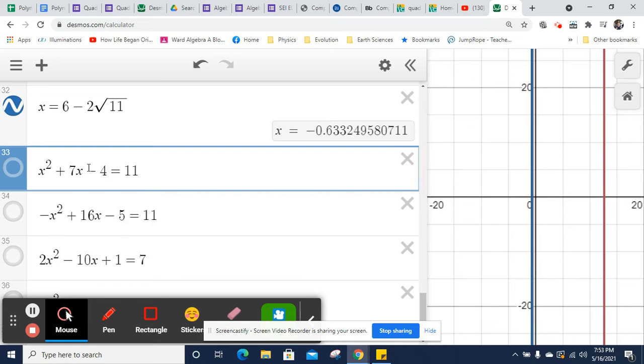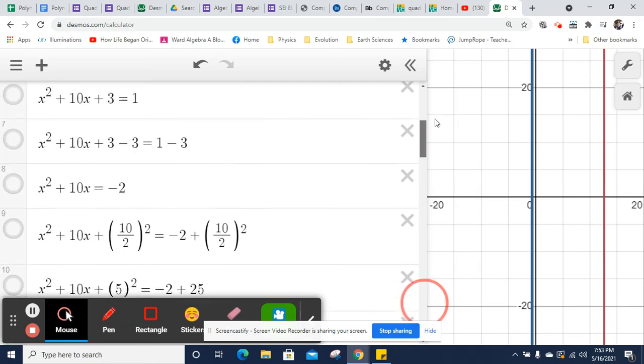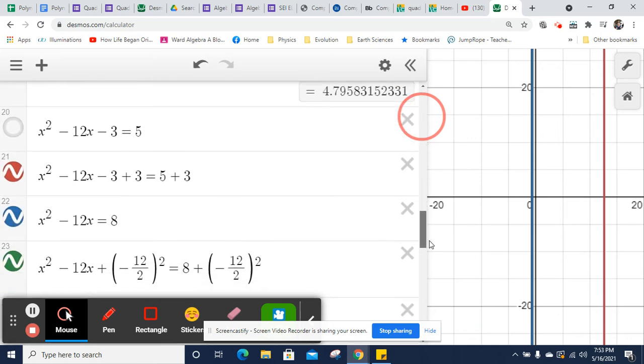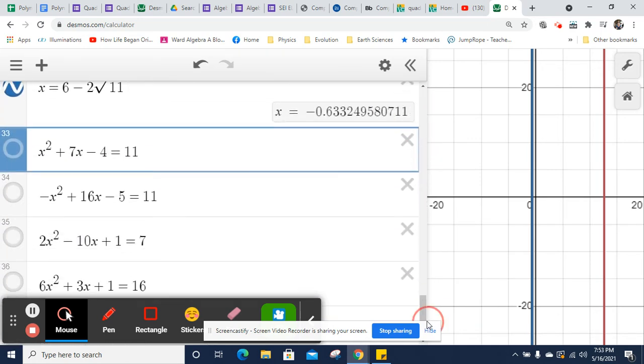So pause the video and see if you can figure out what you would do following the steps. Remember, the steps are up here. Isolate the x squared and x terms by moving the constant term over to the other side. Halve the x coefficient and square it, and then add that to both sides. Factor the left side into its perfect square form. Take the square root of both sides. Remember that the square root of a constant has a plus and minus version, and then simplify both versions and solve for x. Okay, so see if you can do that with this one.